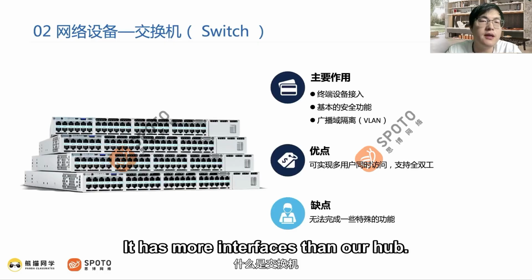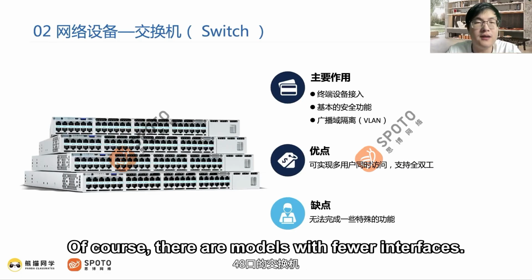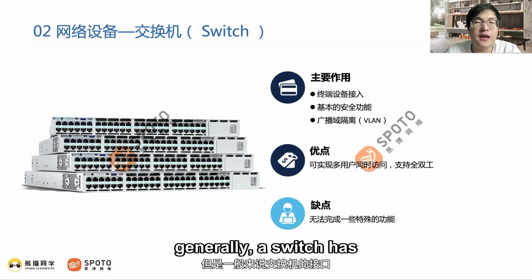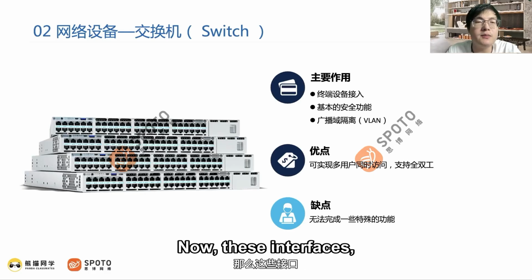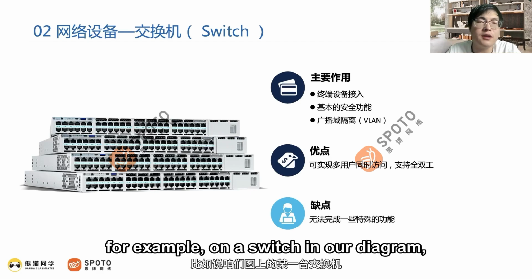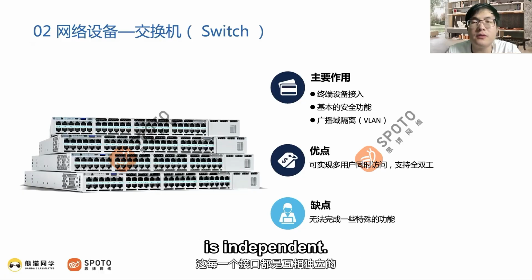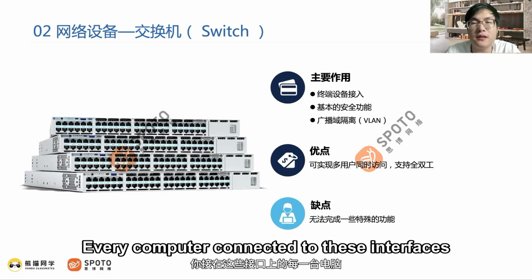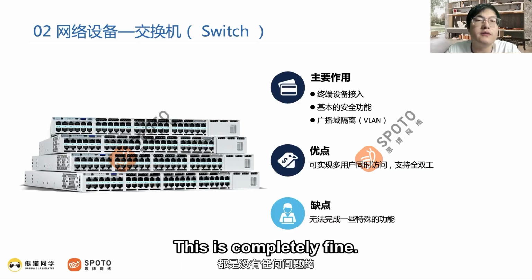What is a switch? It has more interfaces than our hub. As we can see in this diagram, this is a 48-port switch. Of course, there are models with fewer interfaces. However, generally, a switch has a relatively large number of interfaces. For example, the switch in our diagram has 48 interfaces inside. Each of these interfaces is independent. Every computer connected to these interfaces can simultaneously send or receive traffic. This is completely fine.